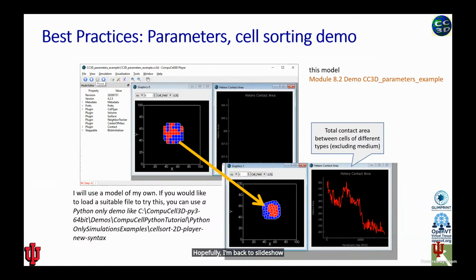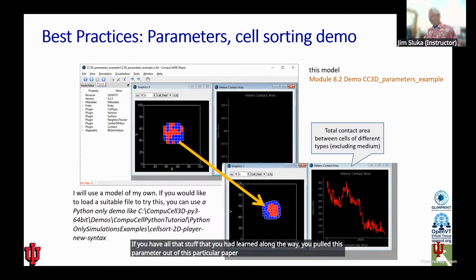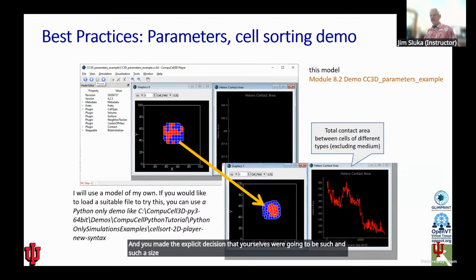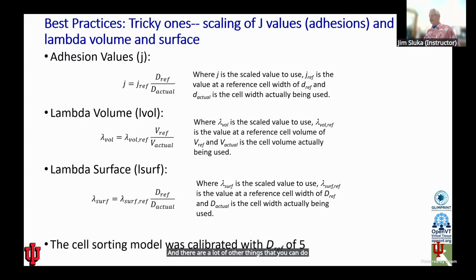Looks good. So that's a good way of tracking your stuff, and it will really help 6 months from now when you decide you're going to write a paper. You'll have all that stuff that you learned along the way: you pulled this parameter out of this particular paper, and here's the citation. And you made the explicit decision that your cells were going to be such and such a size, and your microns to pixels conversion was a particular thing. And there are a lot of other things that you can do. This is just for reference.